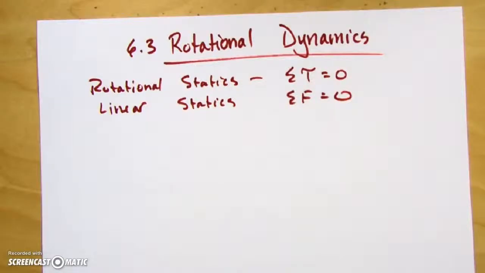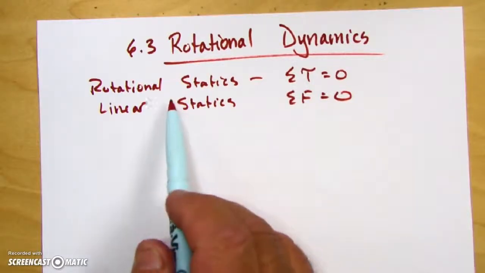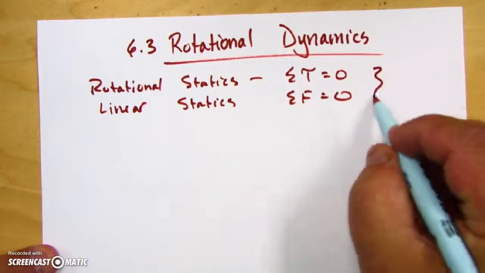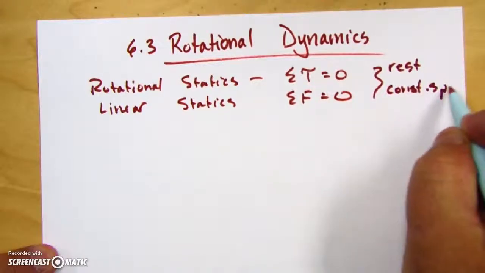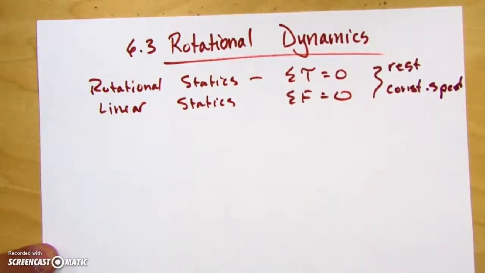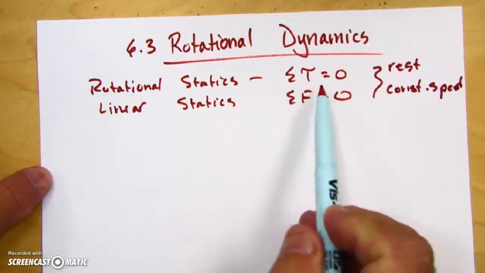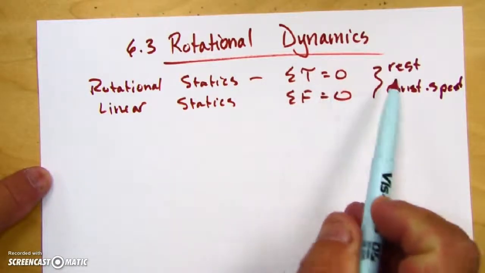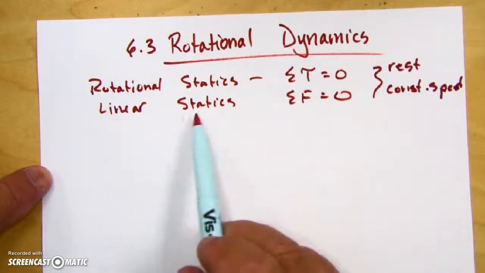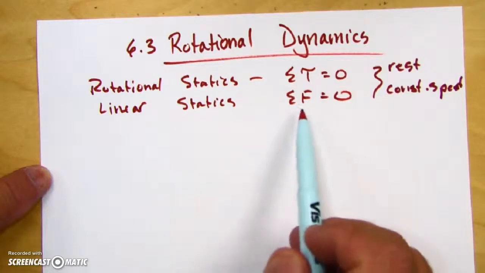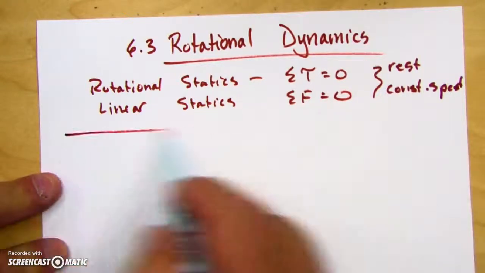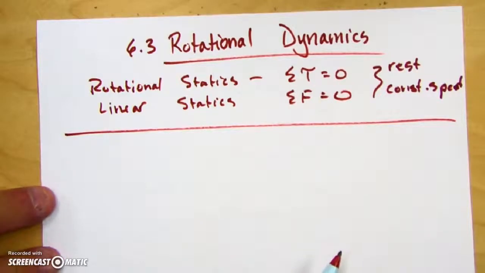Okay, now we're talking about rotational dynamics. First of all, let's quickly review rotational statics. Rotational statics are objects that are either at rest or at constant speed. In both those cases, there is no acceleration. So in a rotational world, the sum of the torques will equal 0 if an object's at rest or at constant speed. In a linear world, straight line motion, oftentimes called translational, the sum of the forces is going to equal 0. So that's what happens if we're not accelerating.